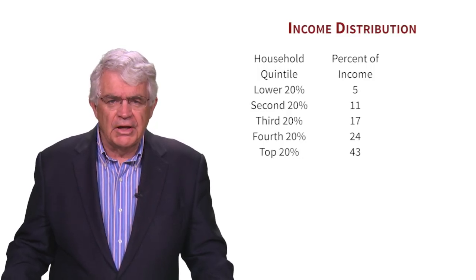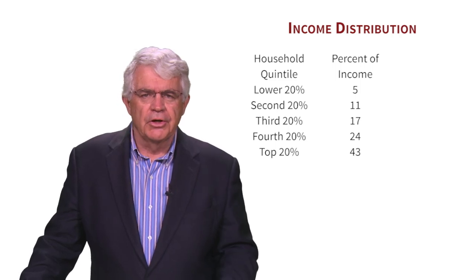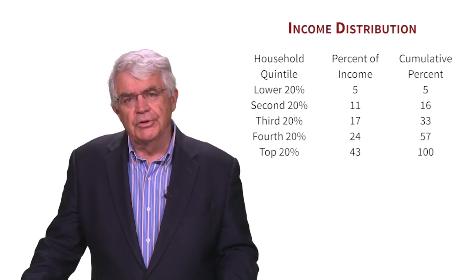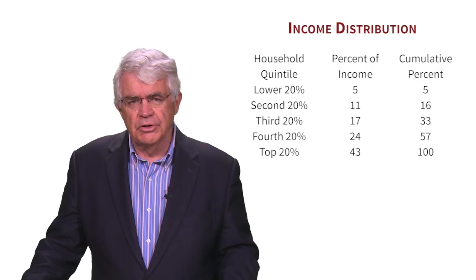To do that, we need to have some sort of simpler measures to look at rather than a table. And so economists and others have derived methods to do that. A lot of it is based on the third column here called cumulative percent distribution. It simply adds up the percent of income in each of the quintiles.